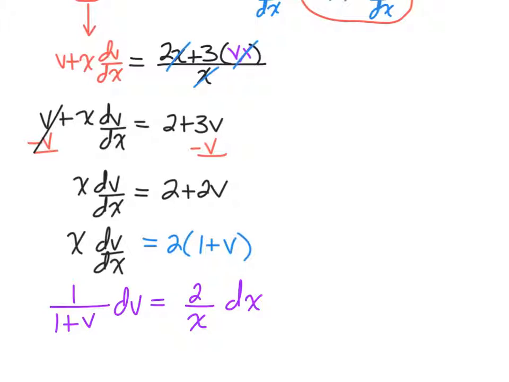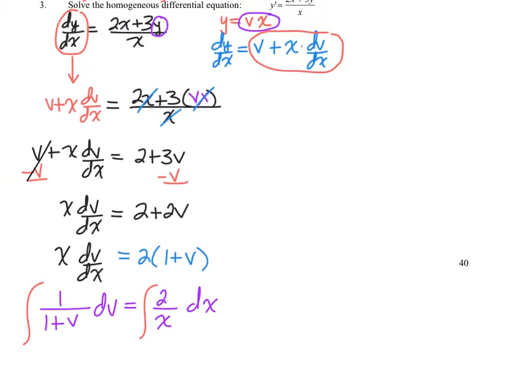So pretty not bad, I think, in terms of something that you would need to anti-differentiate. I mean, you went from impossible to, whoa, this ain't bad, I can do this. What's the antiderivative of 1 over 1 plus v? Antiderivative of 2 over x? 2 ln x plus c.